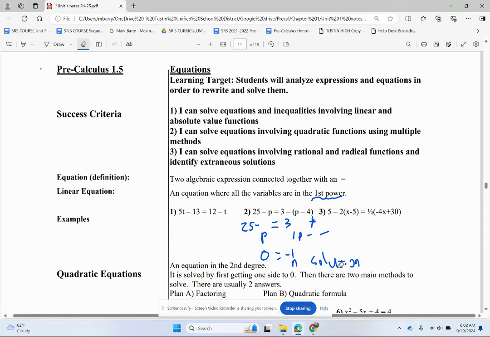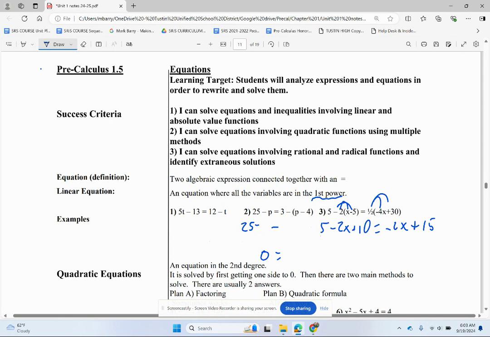I'll solve that one. Okay, so for number 3, once again, I got some parentheses here I should distribute. So this one I'm going to distribute the -2 in there. So I'm going to say 5 minus 2x plus 10 equals, and then I'll distribute the 1/2. Now, multiplying by 1/2 is really the same as dividing by 2. So I would say that's -2x plus 15.